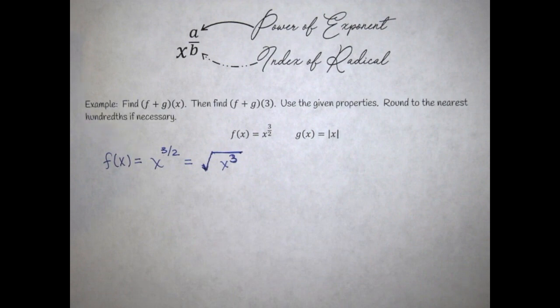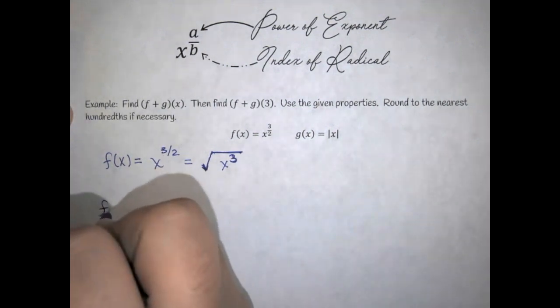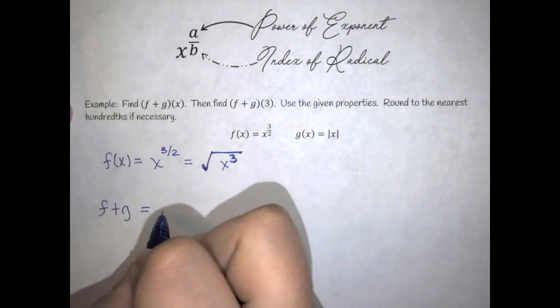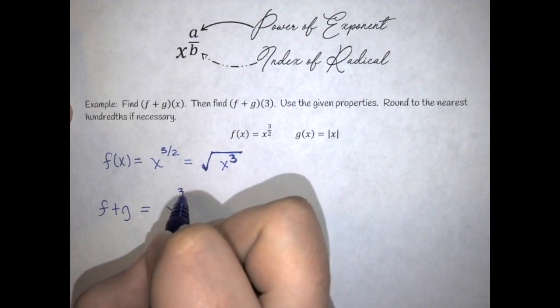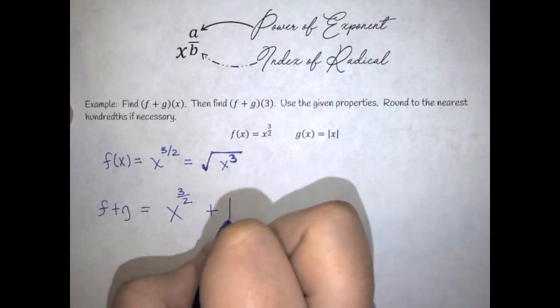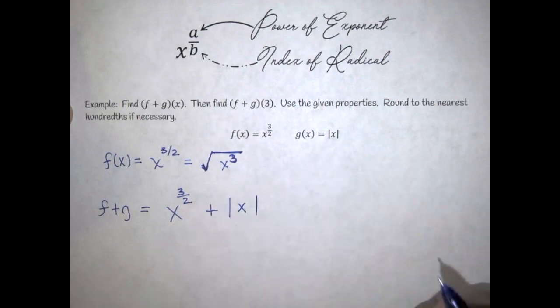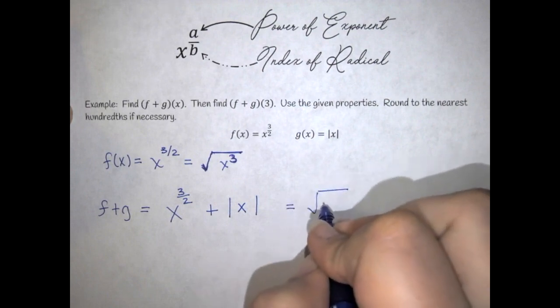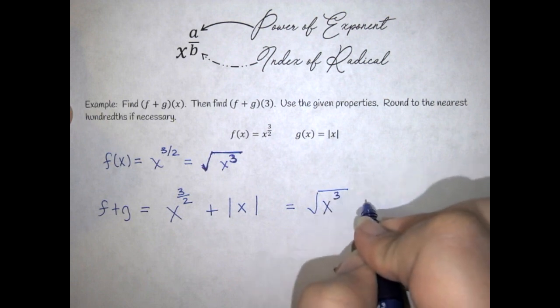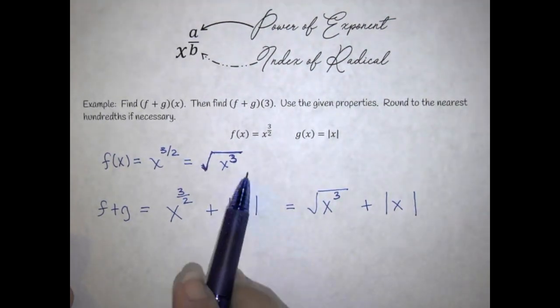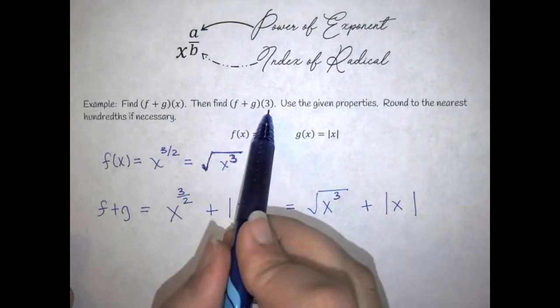So now we're being asked to find f plus g. So f plus g is going to be the following. Your f of x, so you can write it as x to the 3/2, and then plus g, plus the absolute value of x. Now the other way that I would accept that would be for you to say the square root of x cubed and then plus the absolute value of x. Okay? So either one of those is going to say the same thing.